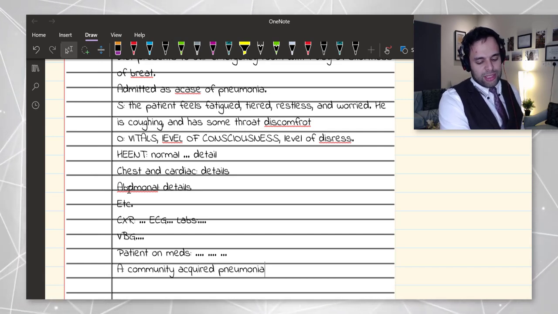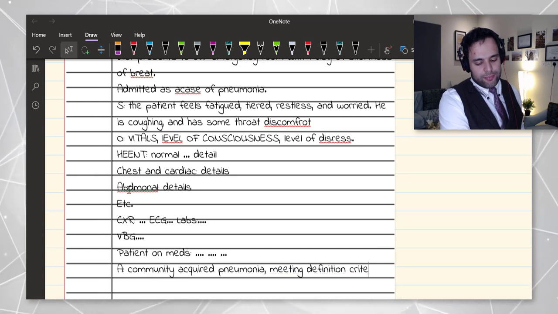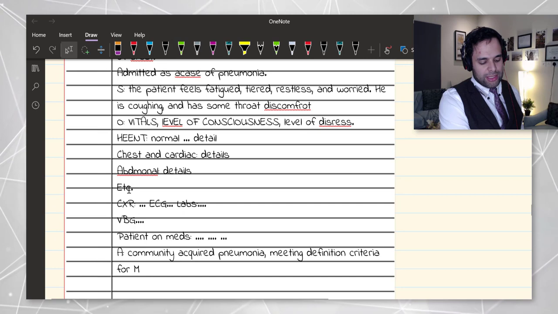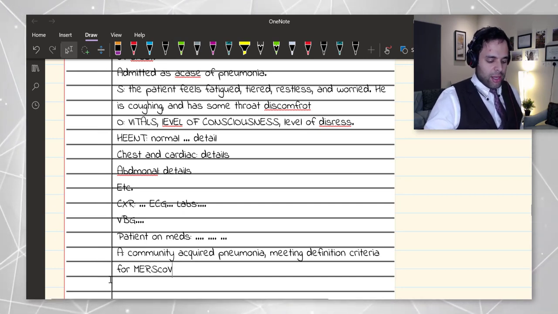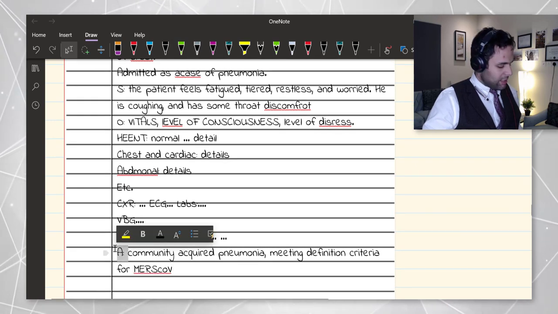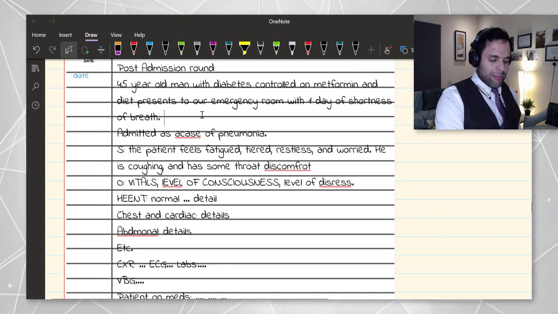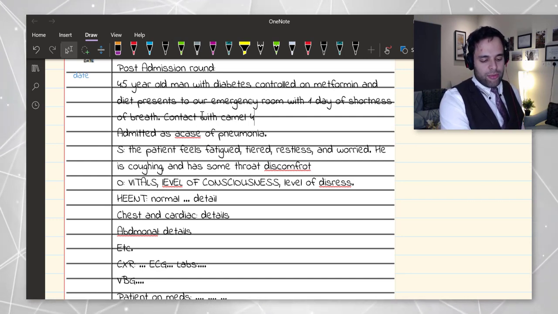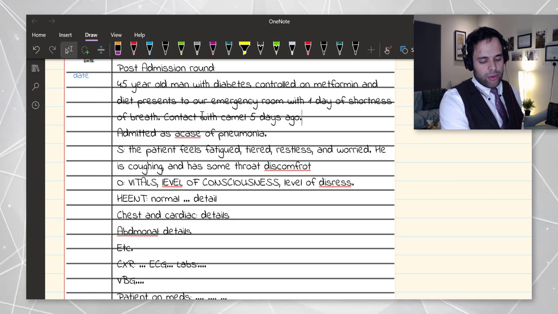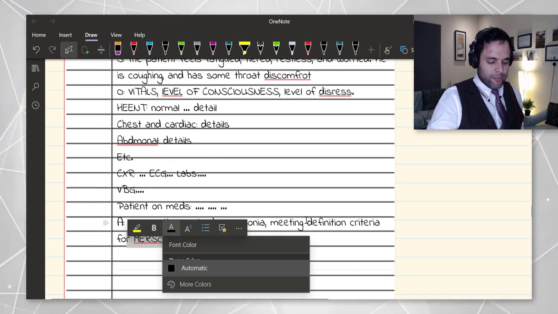And I can say, for example, meeting definition criteria for MERS-CoV, should the patient have had certain criteria. Because this is assessment, obviously you'd expect to add what made him define the criteria. For example, contact with camels 5 days ago, right? So that means I can investigate for Middle East respiratory coronavirus syndrome.